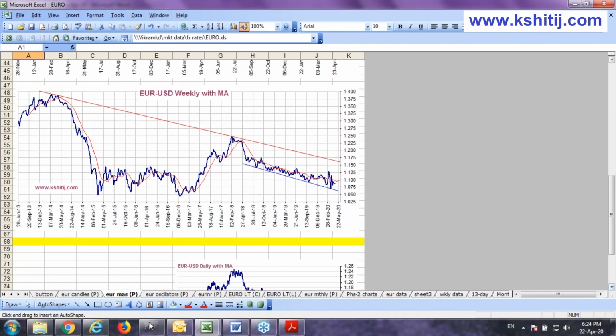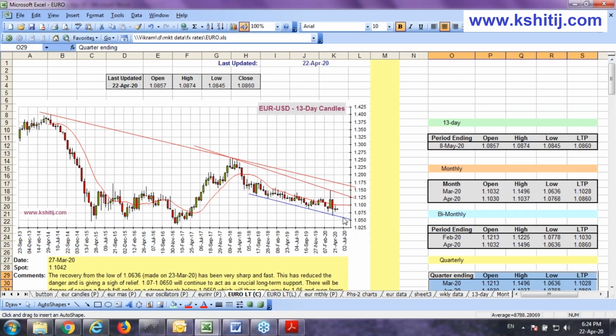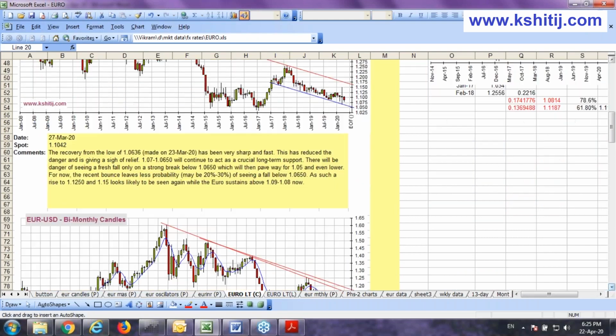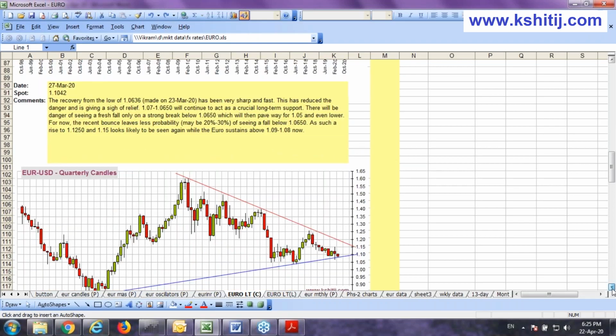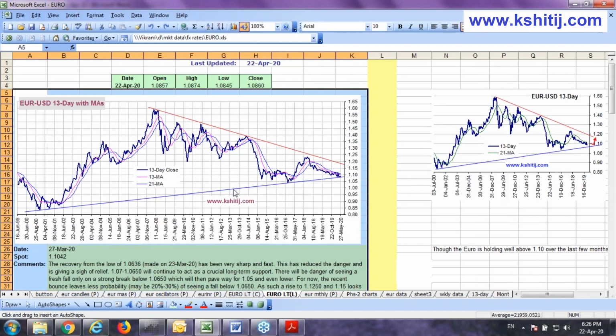The line charts here are not giving us the... The 13-day chart here tells us yes, the overall downtrend is still there. So also on the monthly candles, but on monthly candles there could also be support around here on this blue trend line, which gives us 1.06. On the bi-monthly charts, we have support on the euro coming up from 2000. Okay, so this suggests that there should be a floor for the euro, which we also see on the quarterly candles and on the 13-day line charts.